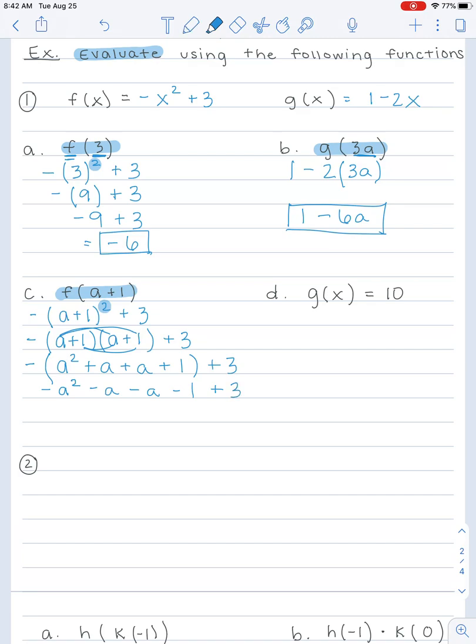From here, we're going to combine some like terms. I see that negative a and negative a are like terms, and the negative 1 and the 3 are like terms. One thing I want you to get in the habit of is writing in decreasing order if you have multiple a terms with different exponents. So I would say my final answer would be negative a squared minus 2a plus 2.